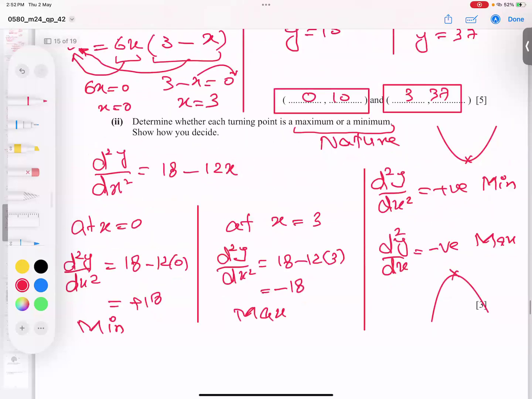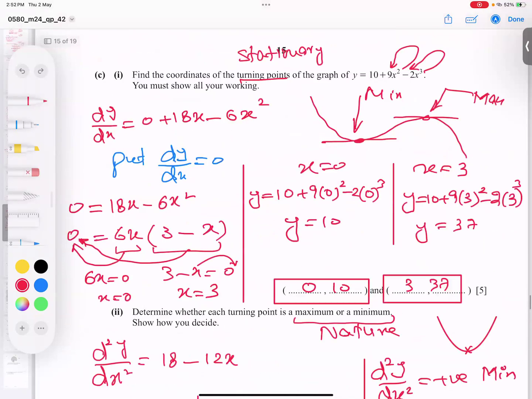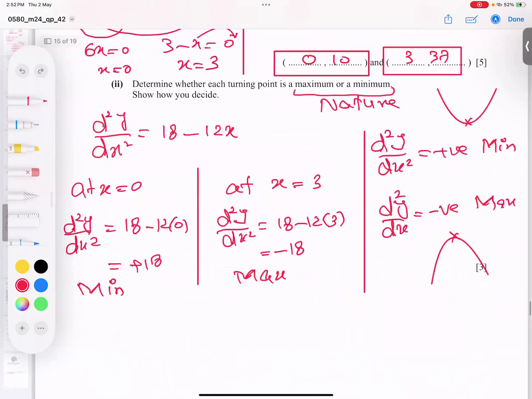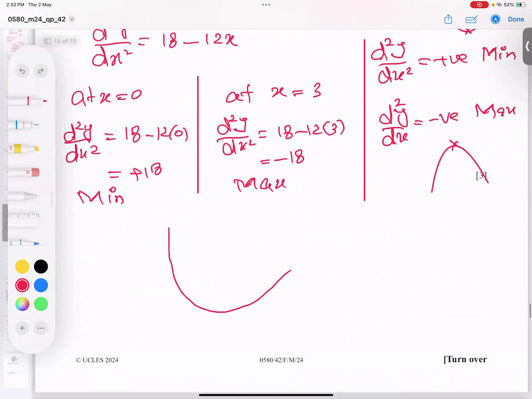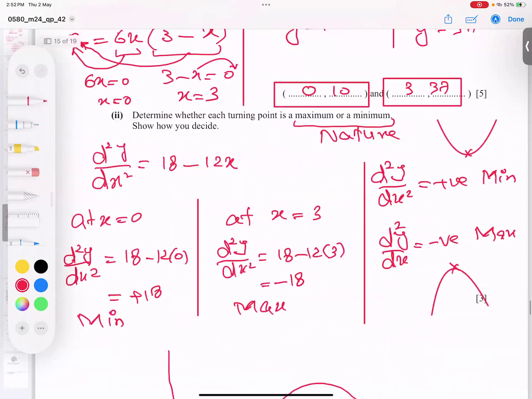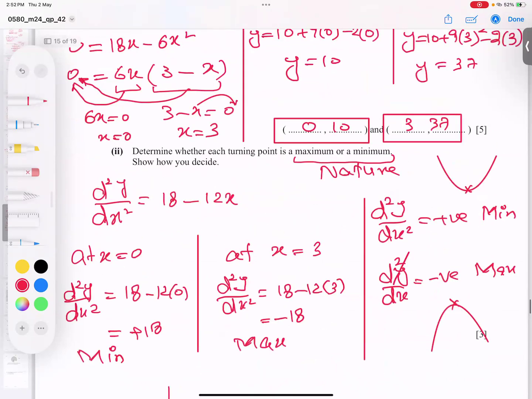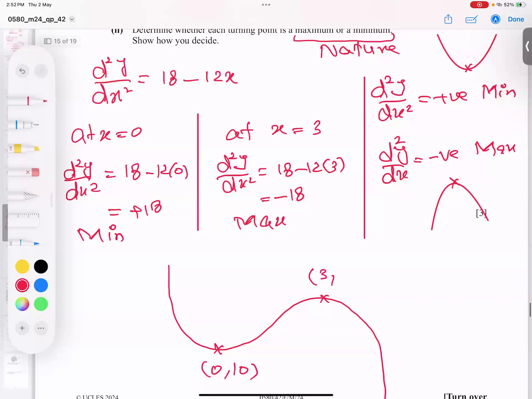It means, as I said before, this is the actual graph. Because it is negative, we have this kind of sketch. So this kind of graph. The coordinates are x0, y10. So this is x0, y10. Even we know the minimum. At this point, what is the coordinate? x3, y37. x3, y37. Even you can see from here that this diagram, no need to show the examiner.